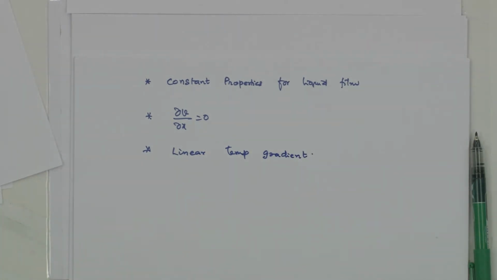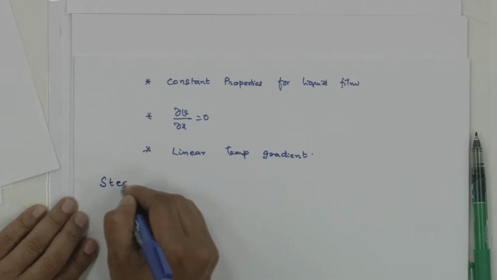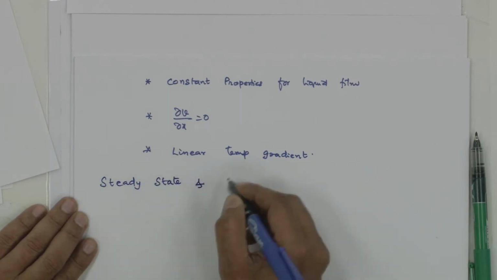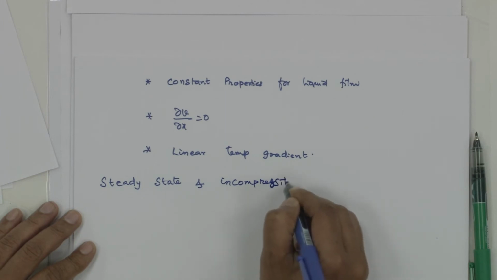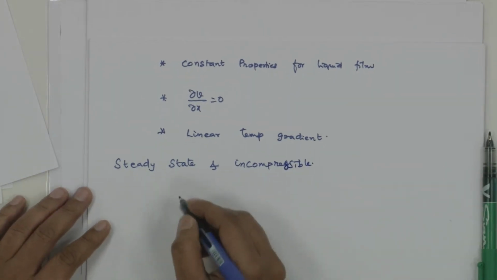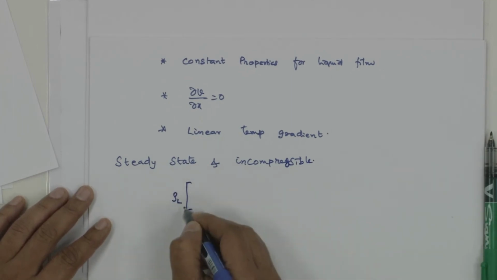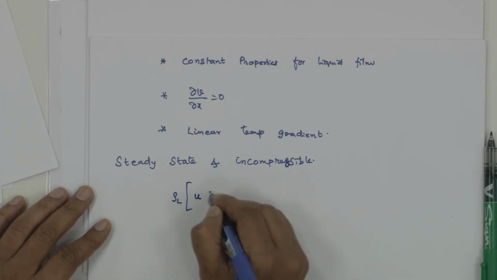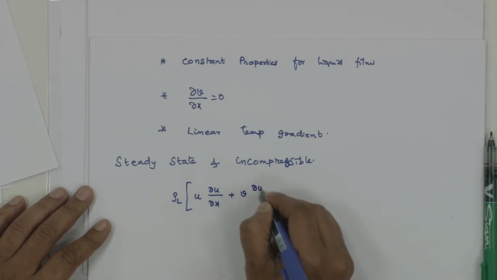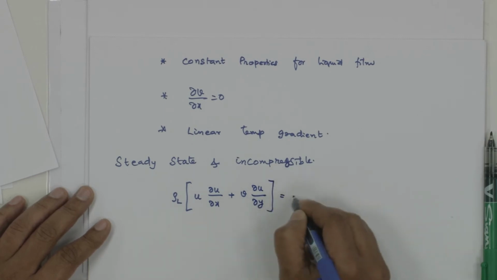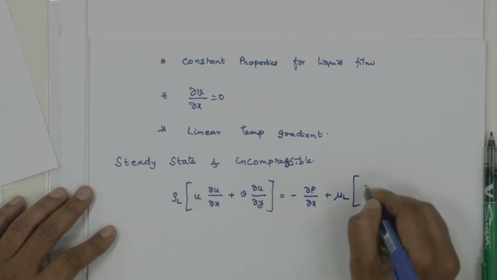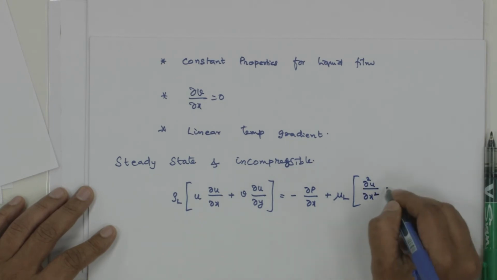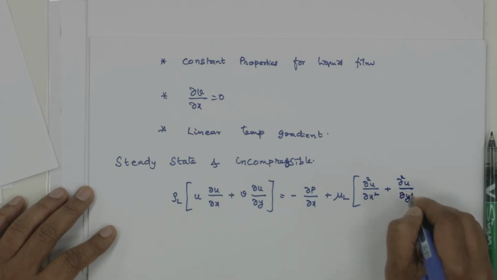Now with this I am ready to write. Of course, I will consider steady state. Properties are constant, which means it is incompressible flow. So my X momentum equation would be rho L, where L means density of the liquid, times U del U by del X plus V del U by del Y, equal to minus del P by del X plus mu L into del squared U by del X squared plus del squared U by del Y squared.